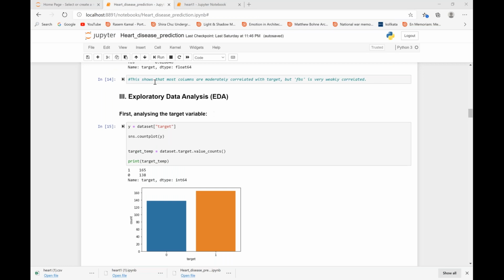Now, Meghna is going to explain exploratory data analysis.